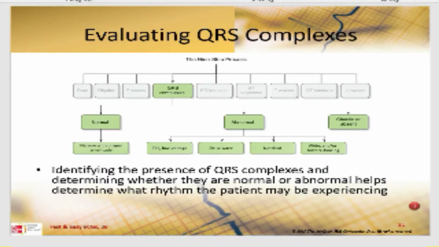So use this algorithm to help you determine what types of QRS complexes you might be dealing with. You can see the normal, it's narrow with the correct amplitude. You may have chaotic or absent, where you're just not going to see it at all, or it's going to look very bizarre. And then your abnormals, you can have tall, low voltage, delta waves, notched, or wide or bizarre looking. So you need to be able to evaluate them to determine are they normal, abnormal, or maybe even absent.